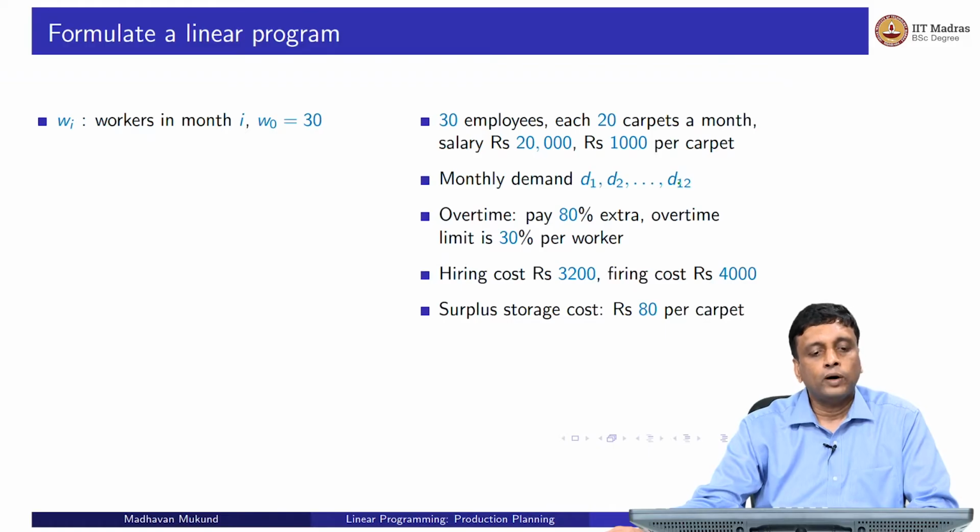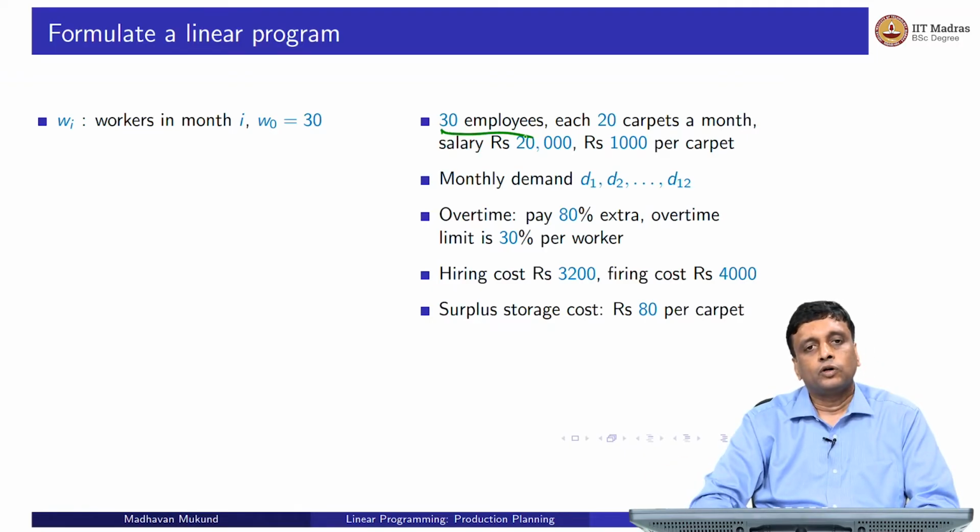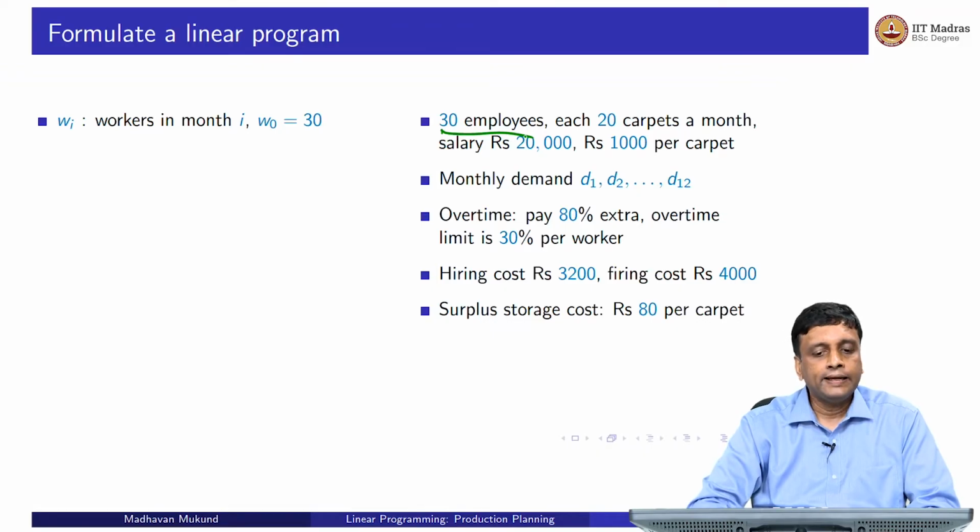So let Wi be the number of workers whom I employ in a given month. So remember that I started the year with 30 employees, right? So my i runs from 1 to 12, 1, 2, 3, 4 up to 12, 1 is January, 12 is December. So W0 represents how many workers I had in the month before January, so that is 30, right.